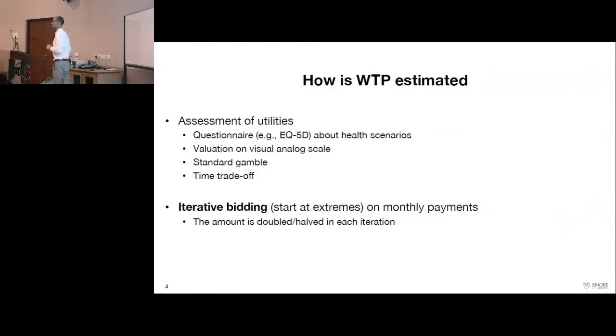And then, as Dr. Thambu briefly described yesterday, you would use the iterative bidding approach, usually on monthly payments. You would ask people how much they would be willing to pay to get rid of that particular condition in question. As with the utilities, you start at some extreme, and you start increasing the amounts until the person says, "That's too much." Then you would slowly start decreasing to see if they can go any lower.